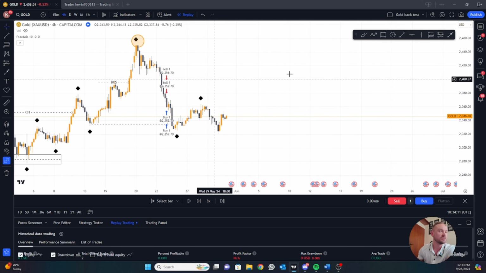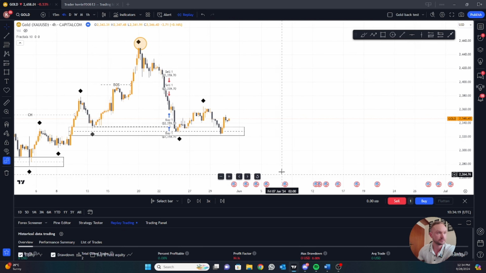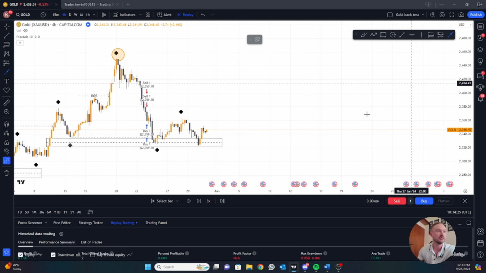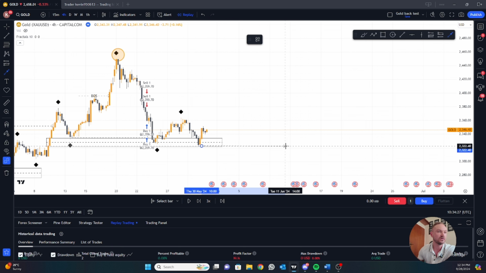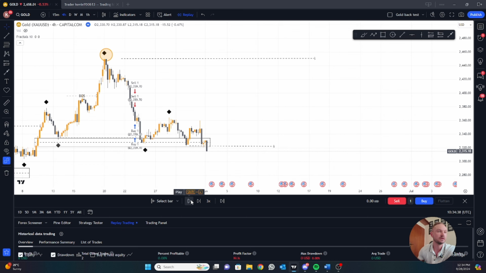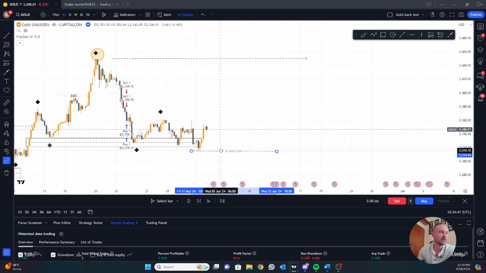So we've got some support around here again. I want us to break through this low before I would consider a sell. And this is our high for a buy. Okay, so we didn't really break through. So this just becomes my new range to break.